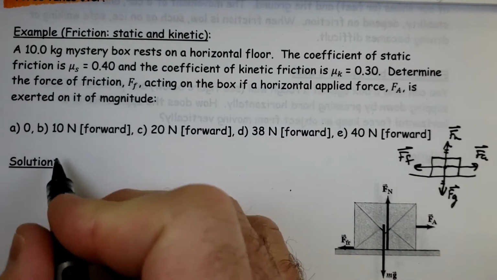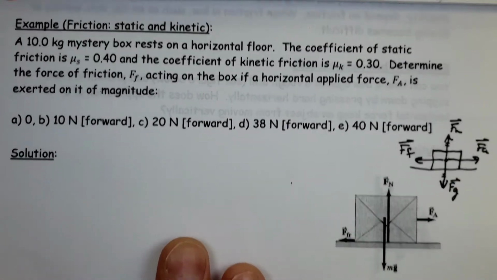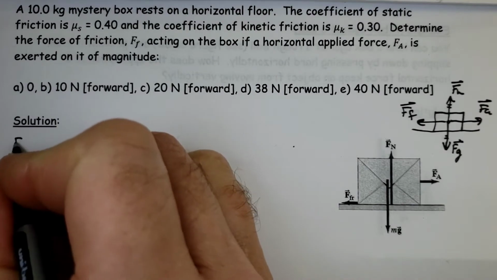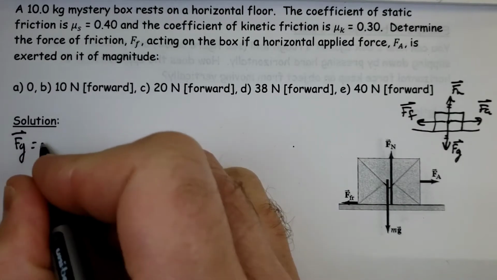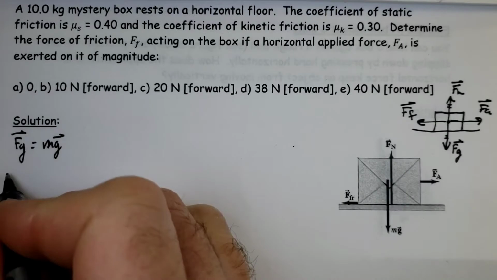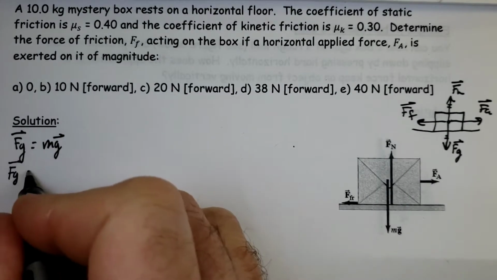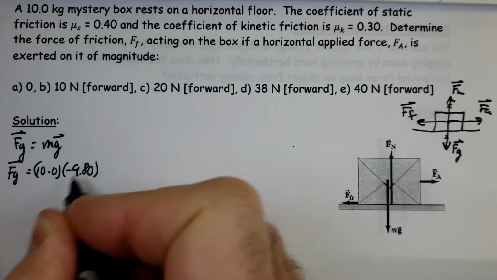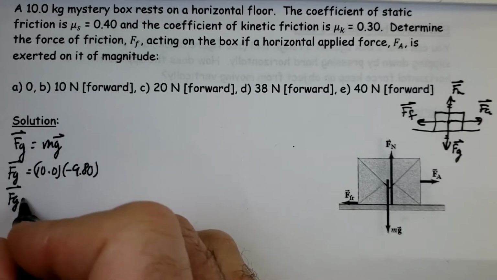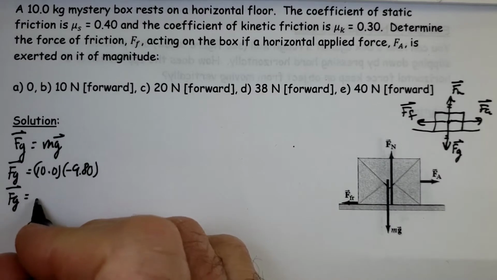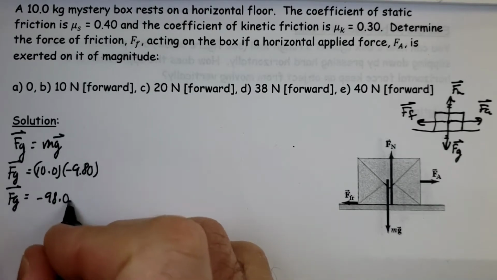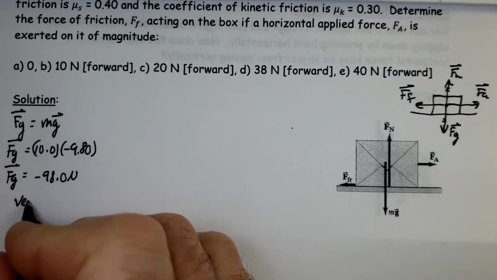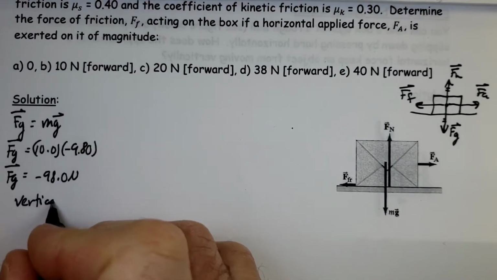So it's a 10 kg mystery box. Just like when we've done this, it seems like we always talk about a 10 kg mystery box, but if we look at this, Fg is equal to mg, of course. So Fg is equal to 10 kg multiplied by negative 9.80. So the force due to gravity will be negative 98 newtons.